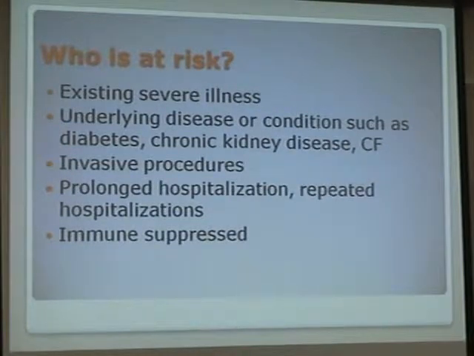This is our typical list when we think of severe infections and multi-drug resistant organisms. Patients who have existing severe illnesses, our HEMONC patient population. Patients with underlying diseases or chronic conditions such as diabetes, chronic kidney disease, CF. Patients who have invasive procedures, prolonged or repeated hospitalizations, and patients who are immunosuppressed.